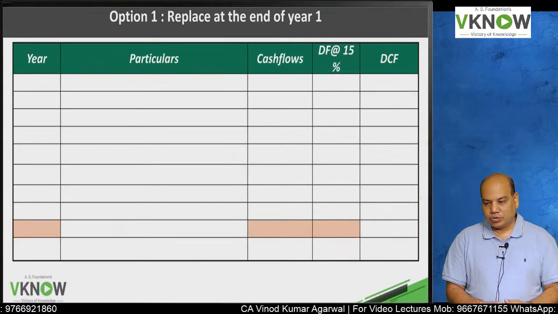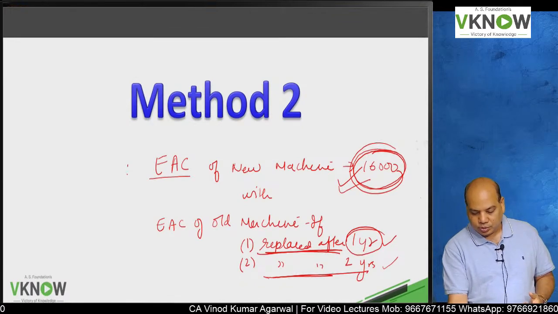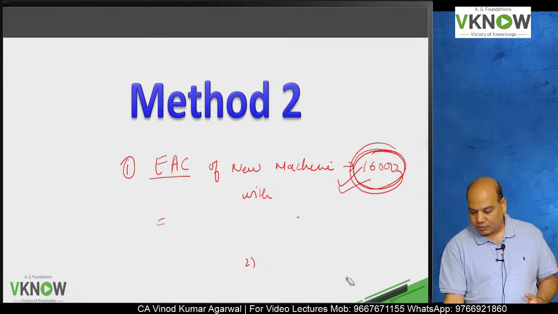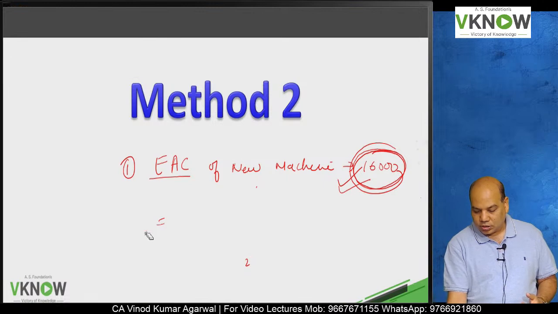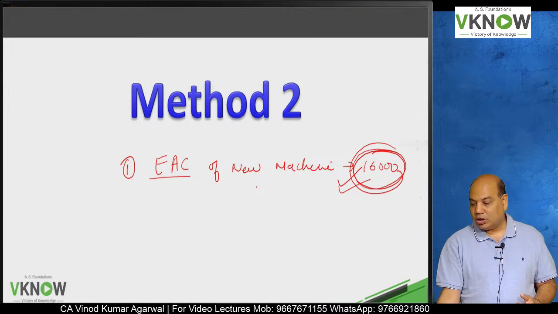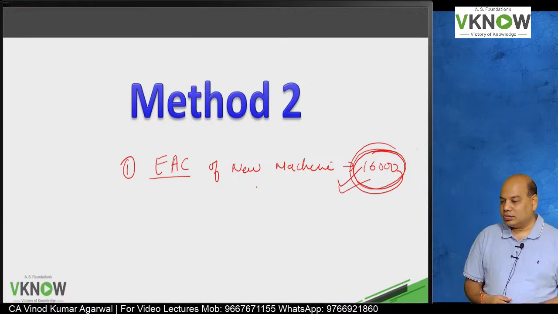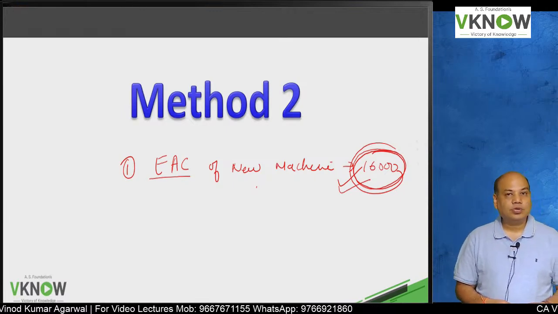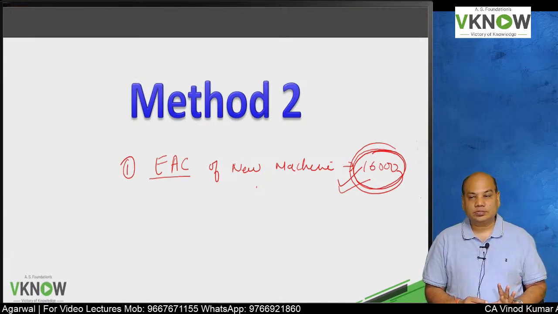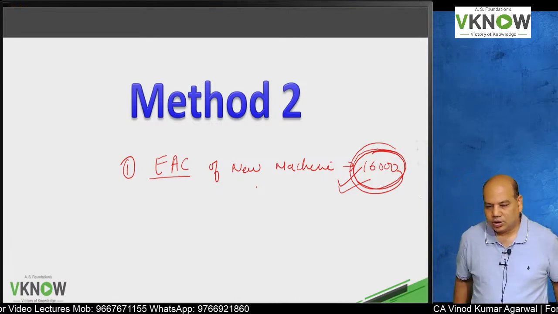Before writing option 1, first write down point number 1: EAC of new machine, in bracket already calculated, is equal to 16,000. In the exam, don't write already calculated. You will have to calculate EAC of the new machine first. Okay, 16,000.